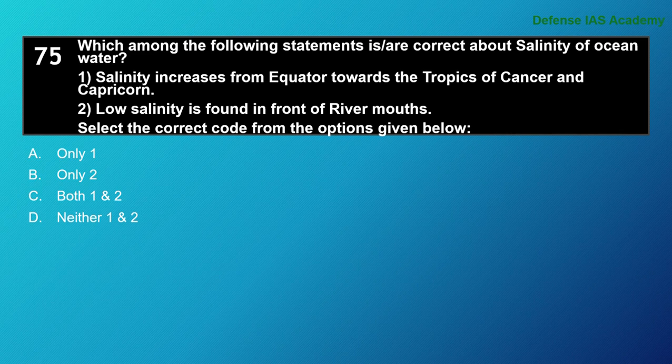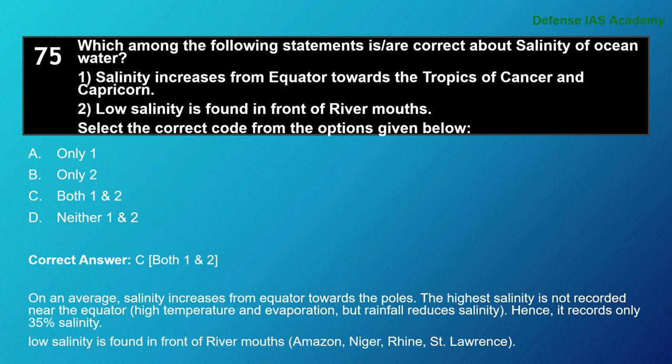75th question. Which among the following statements is correct about salinity of ocean water? 1. Salinity increases from equator towards the tropics of Cancer and Capricorn. 2. Low salinity is found in front of river mouths. Select the correct code from the options given below. The answer is option C, both 1 and 2.